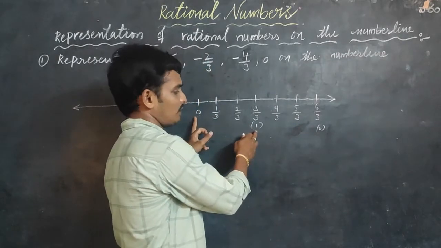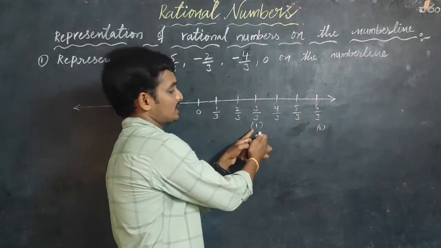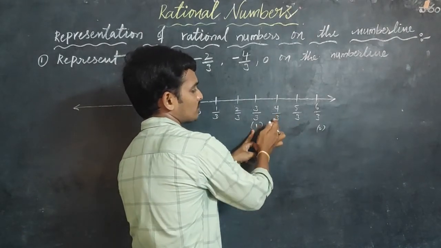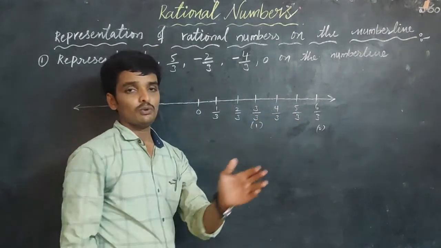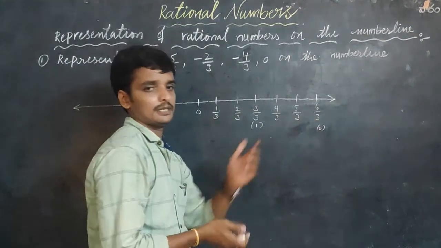In between 0 and 1, there are two numbers, those are 1 by 3 and 2 by 3. The same, in between 1 and 2, there are two numbers, 4 by 3 and 5 by 3. That means we have equally divided the spaces for the numbers.